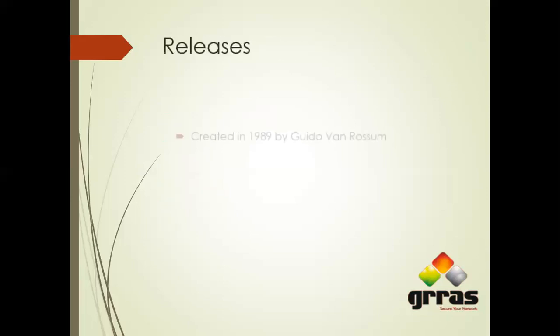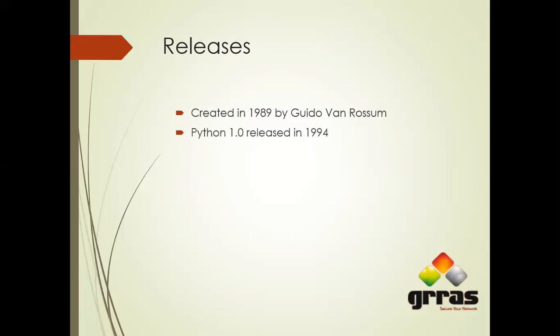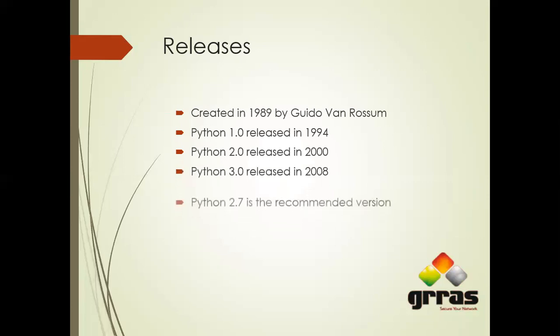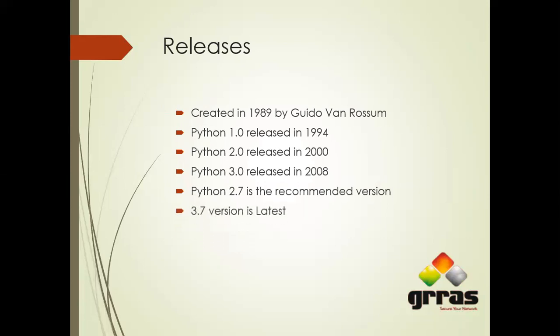As you already talked about the releases, Python was created in 1989 by Guido van Rossum. Then it was officially launched in 1994, Python 1. Python 2 came in 2000 and Python 3 came in 2008. Python 2.7 is the recommended version. Like I said, in Linux there are many modules written in Python 2.7. And we will use 3.7 to learn Python because it is the latest version. And now the industry is shifting from Python 2 to 3. So it's best to learn 3.